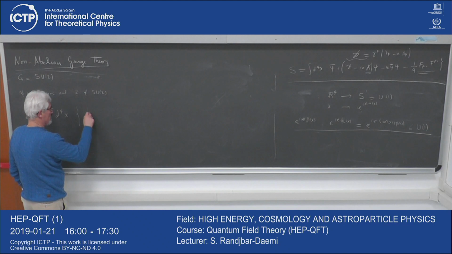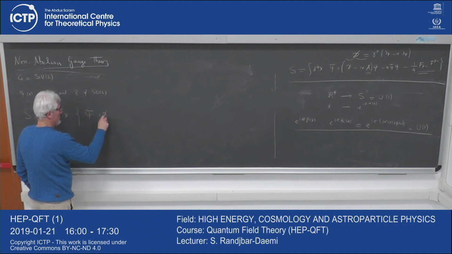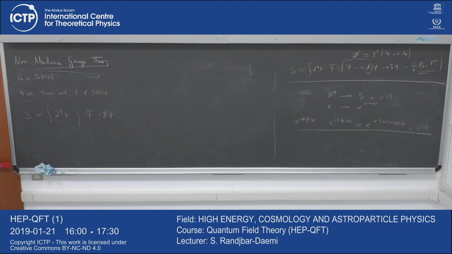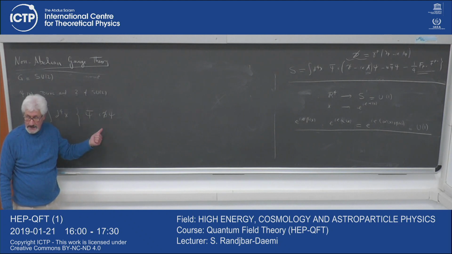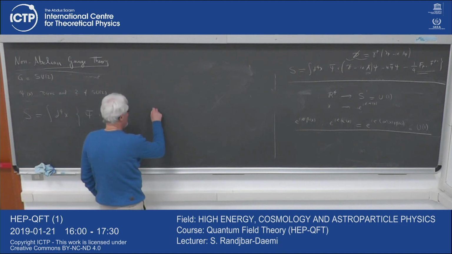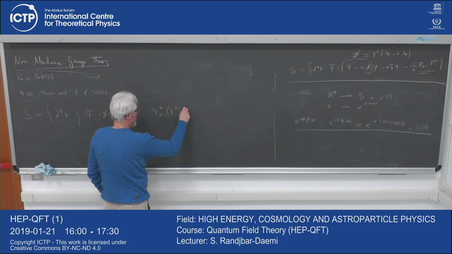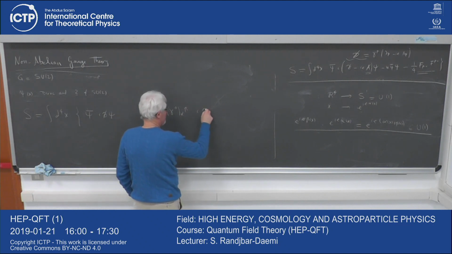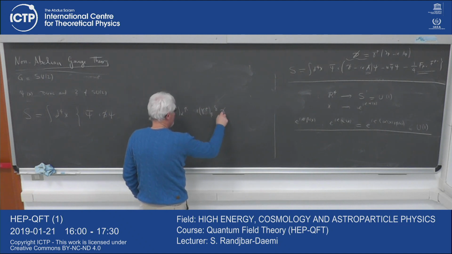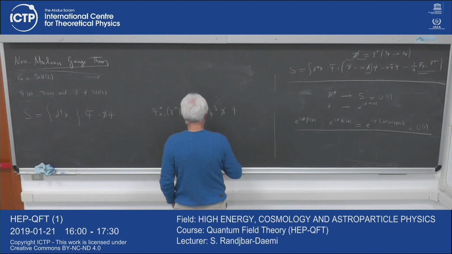a Dirac type action, which is psi bar i d slash psi. The only thing you have to note is that this psi bar now, in addition to the spinor index, has also an SU2 index in it. So if you want to write this in detail, it's psi dagger alpha I, gamma 0 alpha beta I, gamma mu beta delta d slash psi delta I.